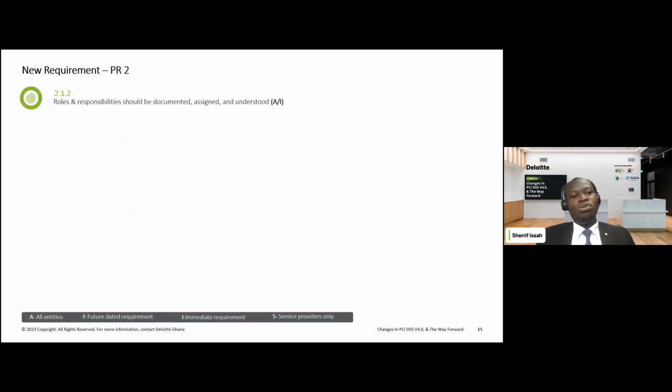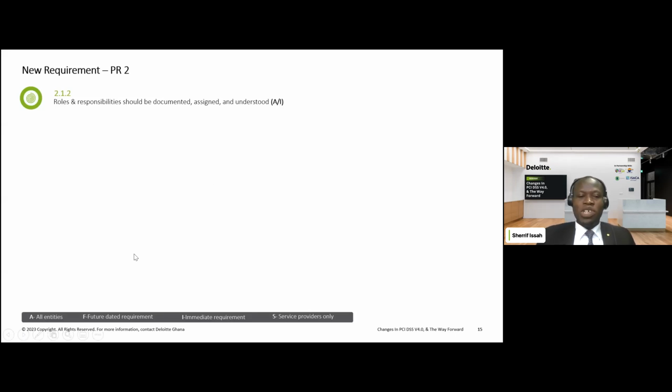In principal requirement 2, there was 1 new requirement. In fact, this new requirement cuts across almost all the principal requirements from PR1 to PR12. Basically, 2.1.2 of PR2 says that roles and responsibilities related to activities to be undertaken within that particular requirement are supposed to be documented, assigned, and understood. As I indicated, this is going to be repeated in the subsequent sections. What this is saying is that all the activities undertaken as part of meeting the requirements of PCI DSS need to be documented, assigned, and understood.